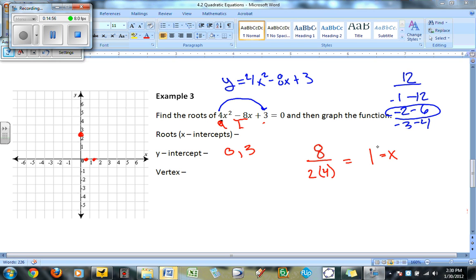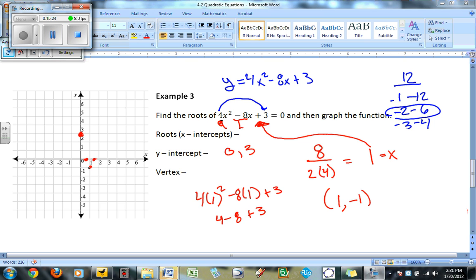To find its y value, all we have to do is plug it into our equation right here, and we get its y value. So its vertex is going to be at 1, and then we'll have 4 times 1 squared minus 8 times 1 plus 3. So I get 4 minus 8 plus 3, so I get, what, a negative 1? Yeah, so I get a negative 1. So my vertex is at 1, negative 1.